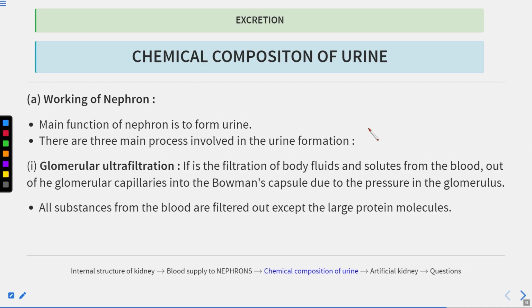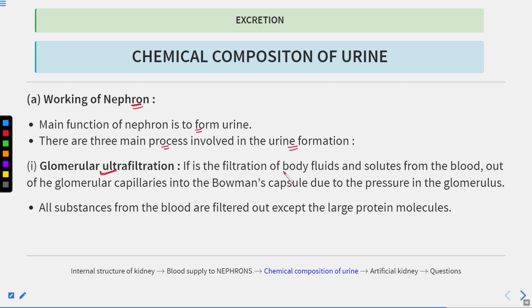Now, let's talk about the working of a nephron. How the nephron works. Briefly, I've already told you. Now, the main function of the nephron is to form urine. There are three main processes involved in urine formation. First is the glomerular ultrafiltration. I've already told you the glomerulus is a network of capillaries and filtration takes place in the glomerulus.